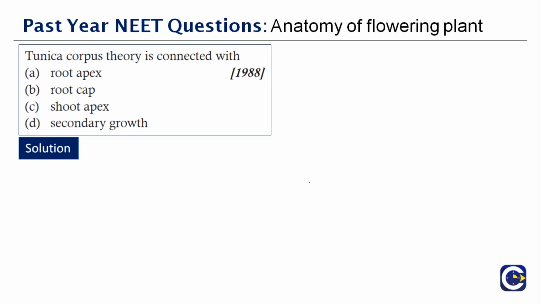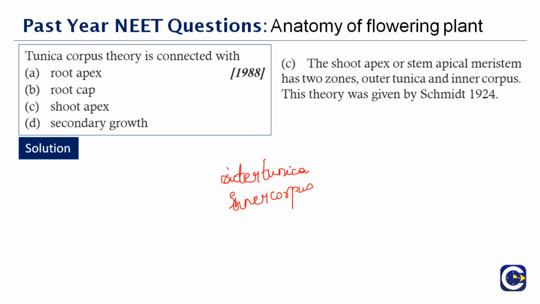The shoot apex or the stem apical meristem has two zones. What are the two zones? It will have an outer tunica and an inner corpus. The theory was given by Schmidt in the year 1924. Therefore, the correct answer to this question is option C, shoot apex.